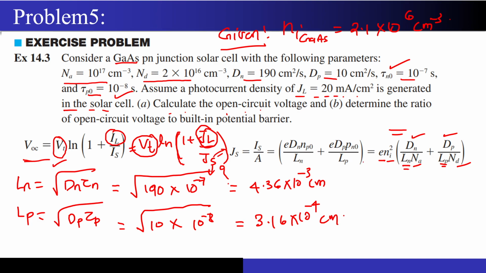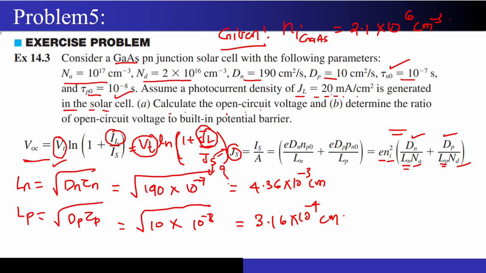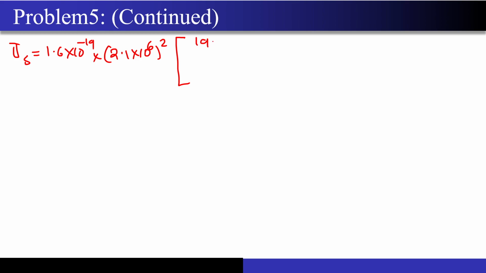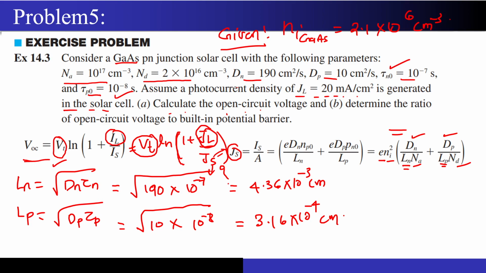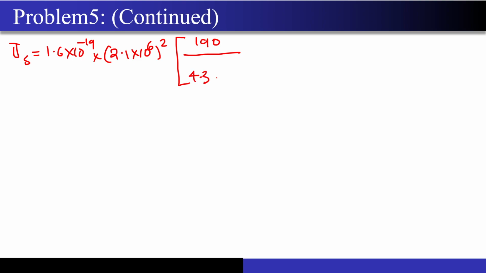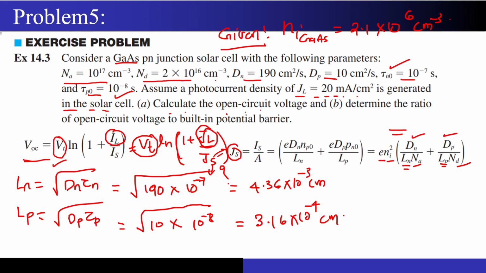So now I know each and every stuff to calculate the Js. We will substitute everything and calculate the value of Js. What is the value of Js? It is nothing but q, which is 1.6 into 10 to the power minus 19, into Ni square, 2.1 into 10 to the power 6 the whole square, into Dn. What is the value of Dn? 190. 190 upon Ln. What is the value of Ln that I have? 4.36 into 10 to the power minus 3. Into Na. What is the value of Na? 10 to the power 17.